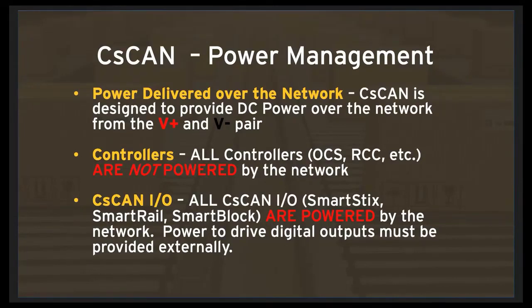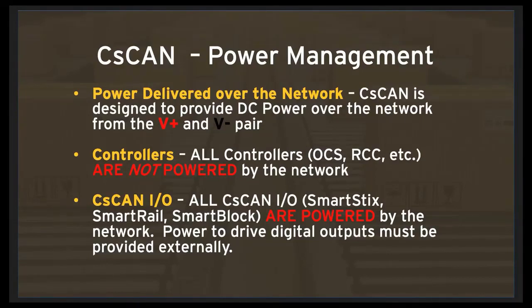All OCS controllers are not powered from the network. So all OCS controllers, and this includes RCCs and other controller products, they all get their power from a dedicated terminal strip, not necessarily from the CAN port. Now, there's one exception to that, I believe, and that is the RCC 6512, which is our high-speed coprocessor. It's the only controller that we sell, to my knowledge, that does get its power from the network. Every other controller we sell does not get its power from the network.